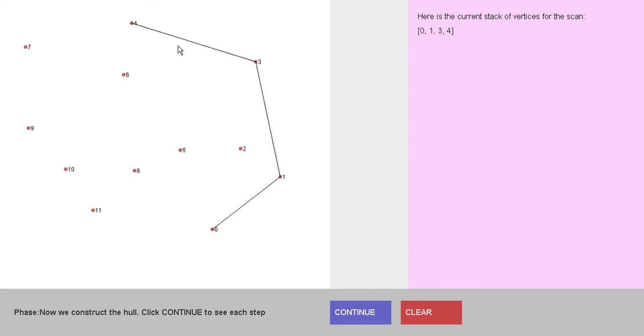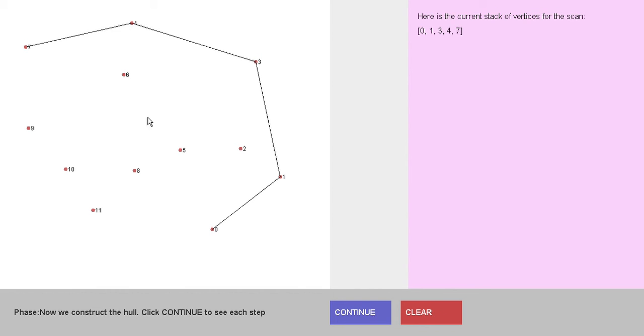We're going to then push our 4 on because it was to the left of 1, 3. We're going to push the 5 on because it was to the left of 3, 4. But we're going to notice that the 6 is not to the left of 4, 5. So we're going to have to pop the 5 and put on the 6.